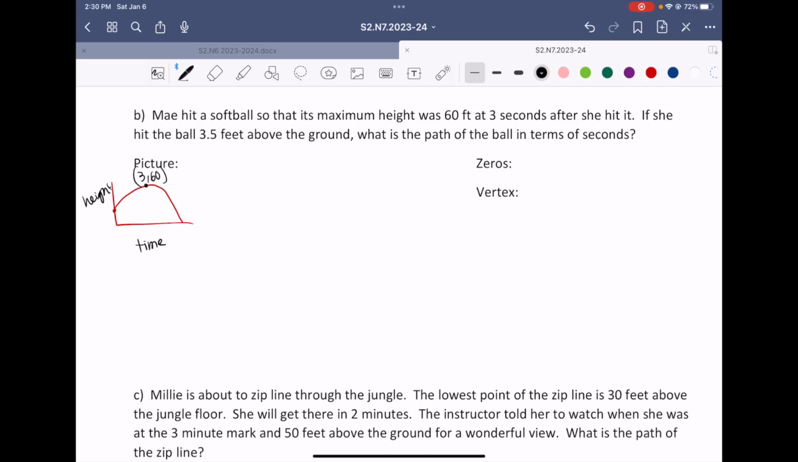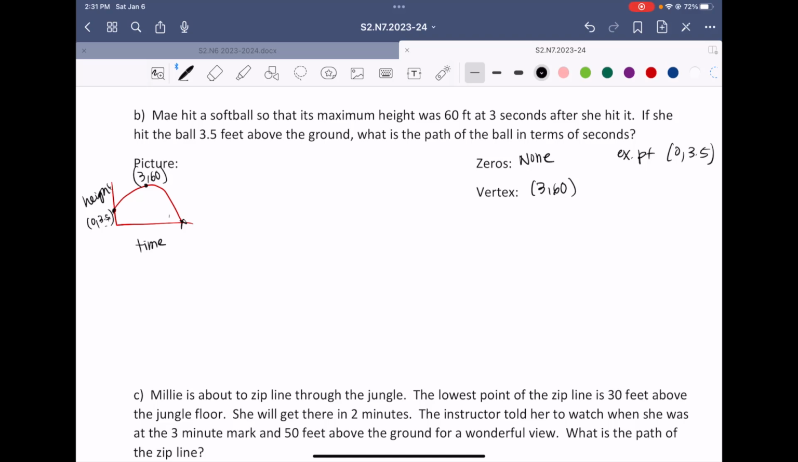If she hit the ball 3.5 feet above the ground, who chose 3.5? Awesome, that was rude. What is the path the ball takes? Do we have any zeros? I mean, there are some. One's over here in the negative. That doesn't make sense in terms of the problem. One's back here. Don't know when it lands. That's okay. We know the vertex. And we know our extra point is 0, 3.5.